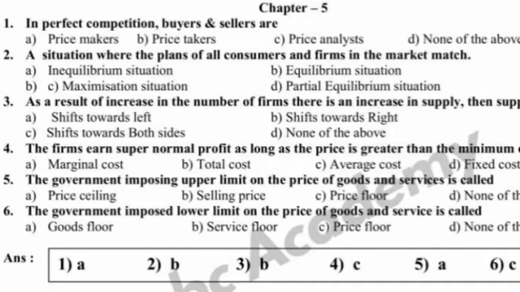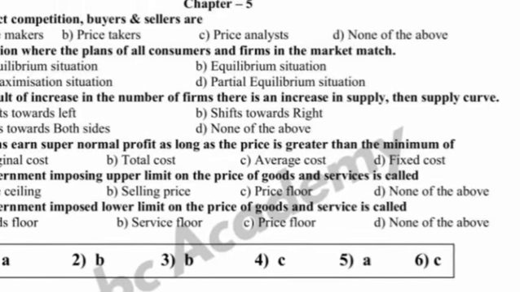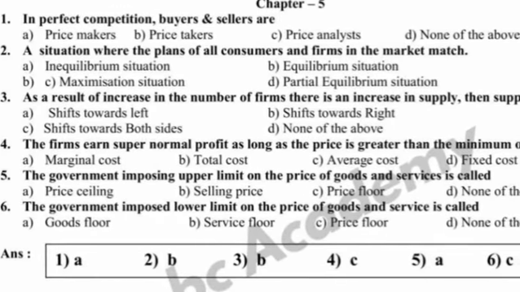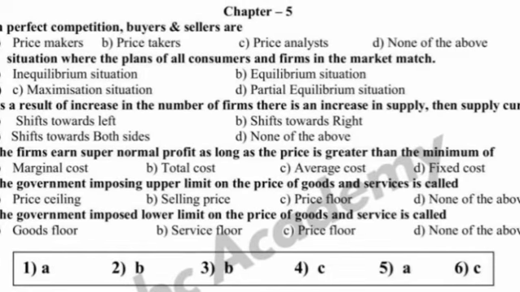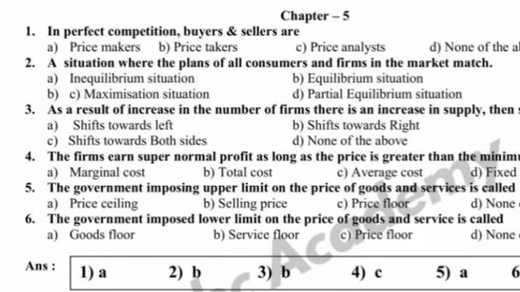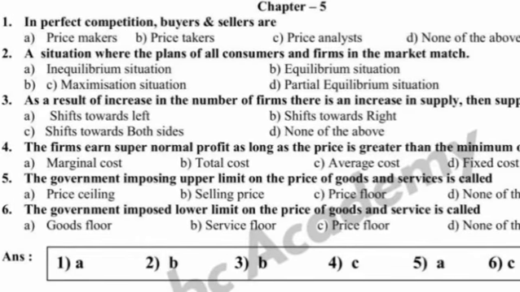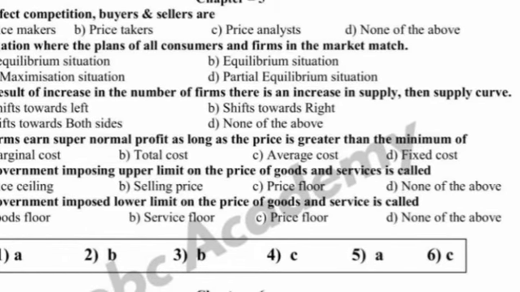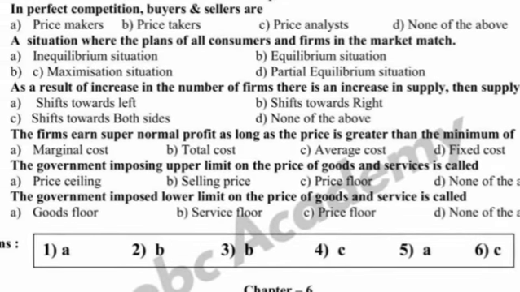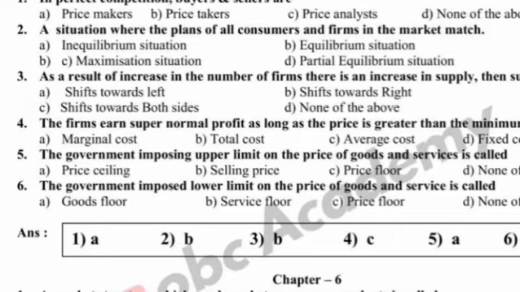Fourth one, the firm earns supernormal profit as long as the price is greater than the minimum of option A, marginal cost; option B, total cost; option C, average cost; option D, fixed cost. So it earns supernormal profit as long as it is greater than the minimum of average cost. Option C is the right answer.